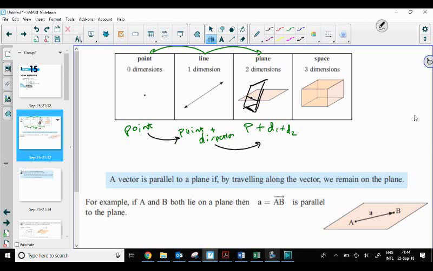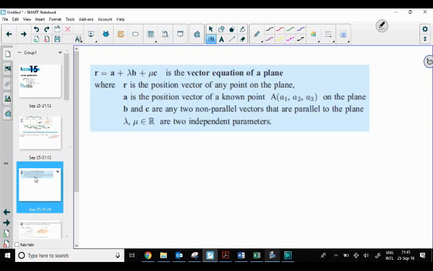But if we add a second direction, then that will suffice because there's only one plane that is going to contain both of those lines and that starting point. And that right there is our first form of the equation of a plane. Check this out. Vector equation of a plane. We start with a fixed point, A, and then we have 2 different direction vectors, B and C.